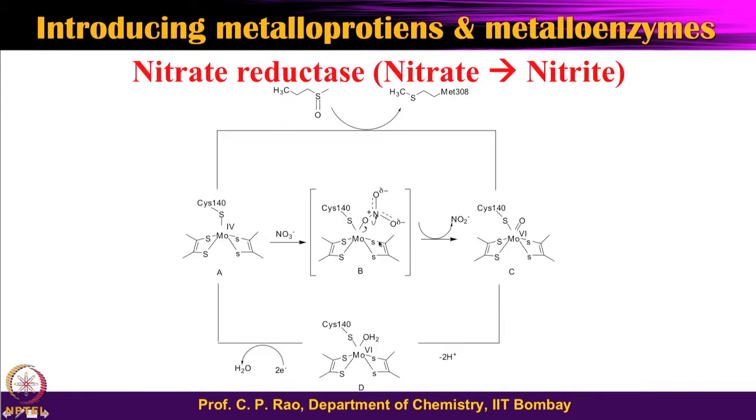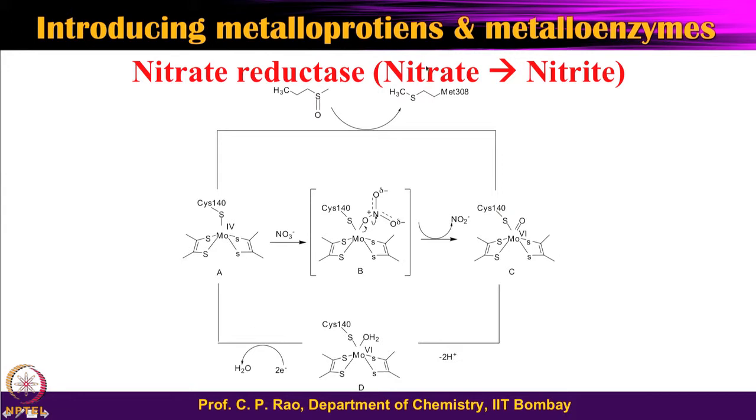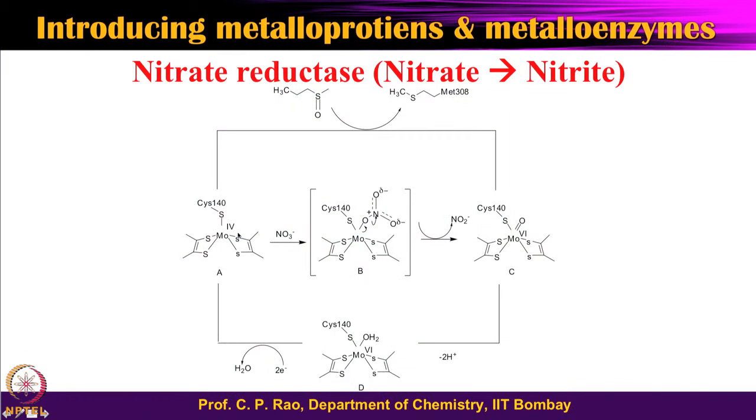Okay, we can look at another example, nitrate reductase, meaning nitrate to nitrite. For a while you do not need to worry about this, nitrate to nitrite. So, it is a reductase. So, it has to reduce, which means the enzyme has to take oxygen. If the enzyme has to take oxygen, it should be in the reduced form. That is why the molybdenum is molybdenum 4 as it reduces nitrate.